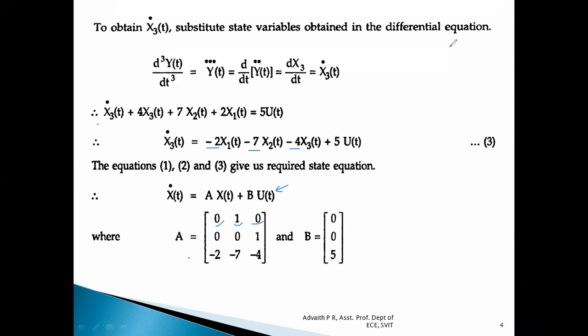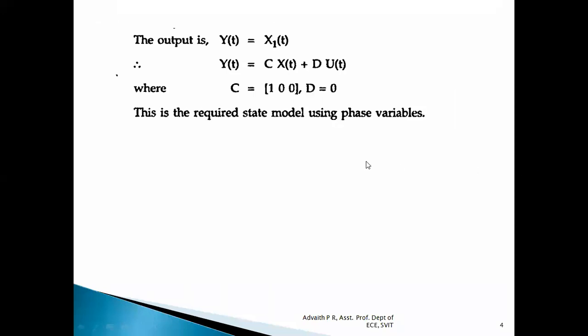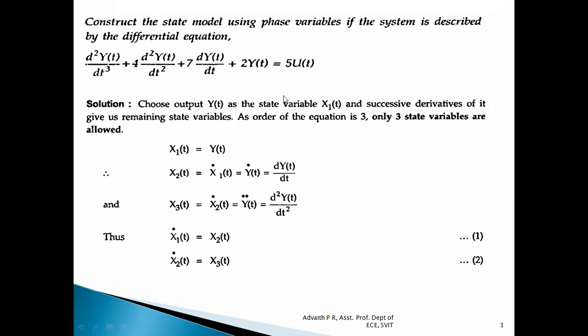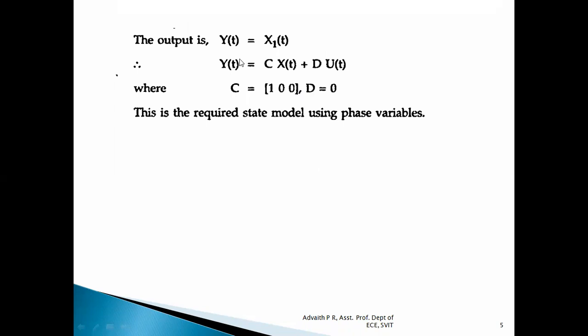So after finding matrices A and B, next we need to find matrices C and D. To find matrix C and D, we'll be using this formula: Y of t equals C into X of t plus D into U of t. We already know that the output is Y of t. We are choosing the output as Y of t, and we are considering that as the state variable x1 of t. Hence, the equation is Y of t is equal to x1 of t. Using this particular equation, we'll be finding the C and D matrices.